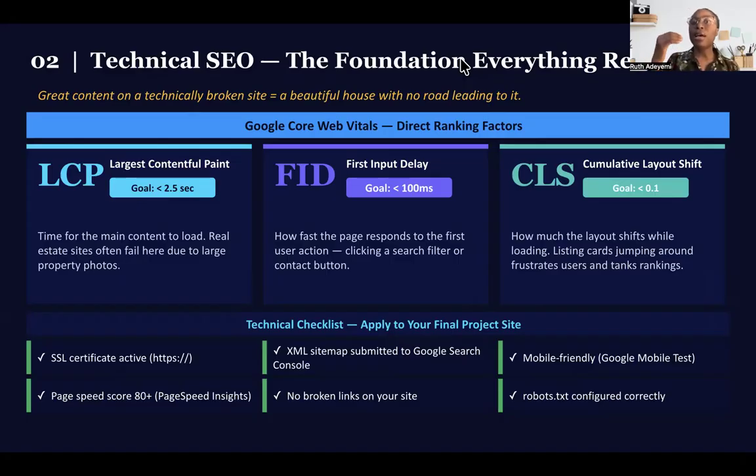And the FID, the first input delay, is how fast the page responds to the first user action. So if I'm clicking a search filter or a contact button, how quickly does that appear? And it tells you the time limit over there. And then the cumulative layout shift, this is how much things are shifting as they're loading. And that's why I always love static websites where things are not moving so much, because this could negatively impact your ranking if it's so slow.